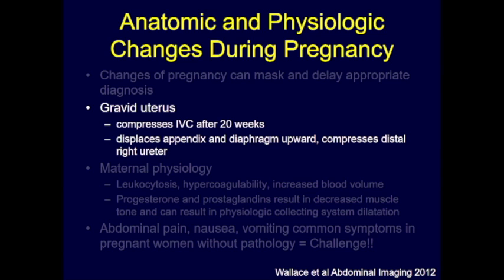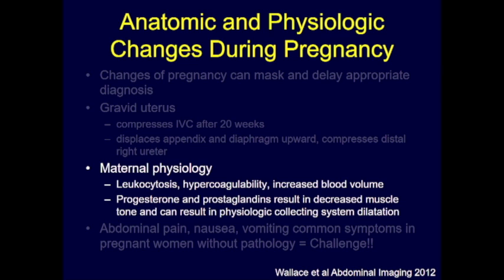Okay, so what happens with the gravid uterus? So the gravid uterus will start compressing the IVC after 20 weeks, and it wreaks all kinds of havoc because it displaces the appendix and the diaphragm upward, it compresses the distal right ureter, and in addition, the maternal physiology of hypercoagulability, leukocytosis, the increased blood volume, as well as all the hormones, the progesterone and the prostaglandins, result in decreased muscle tone and then can result in physiologic collecting system dilatation, as well as lax ligaments.